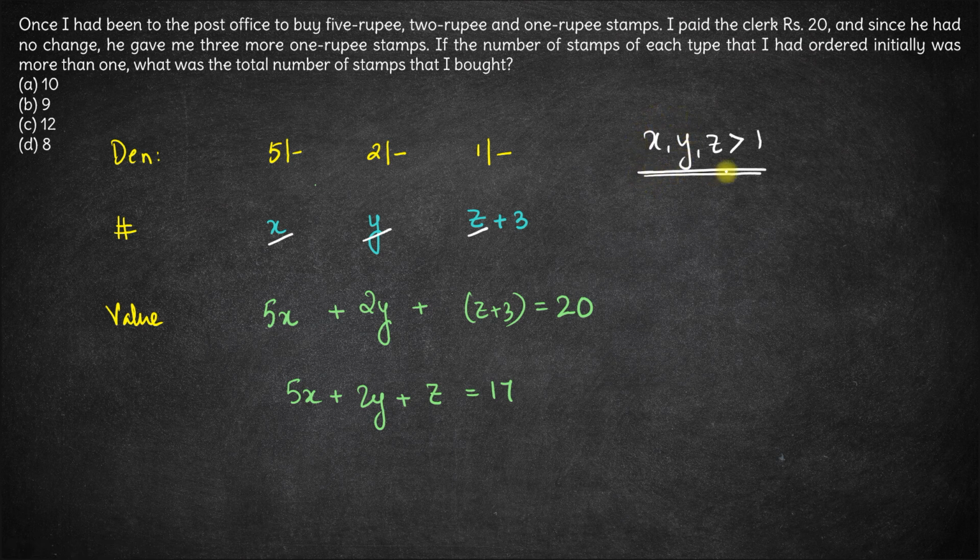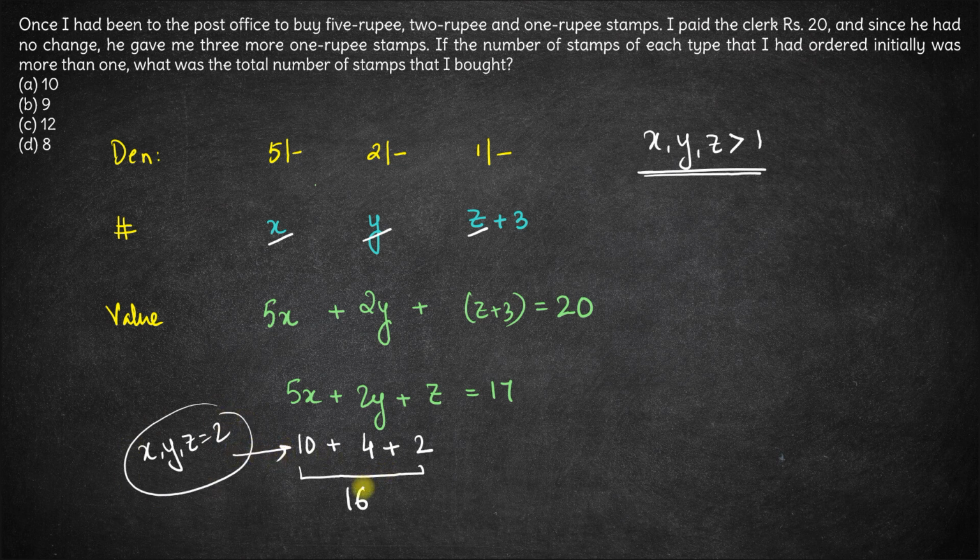So even if we consider the least value of X, Y, Z, if X is exactly 2, 5 into 2 is 10 rupees, 2 into 2 is 4 rupees and Z is 2 rupees. So together it costs 16. Even if we assume X, Y and Z to be 2, the total cost comes out to be 16, but the total cost here should be 17. That means we will have to buy one more stamp or more stamps basically.